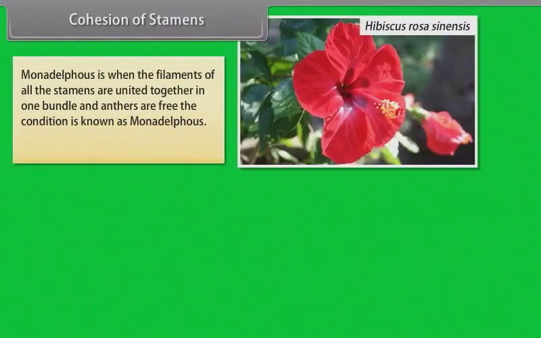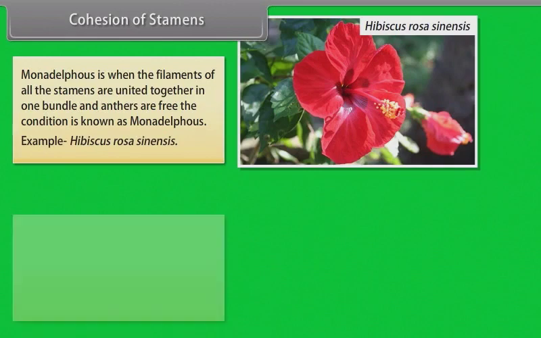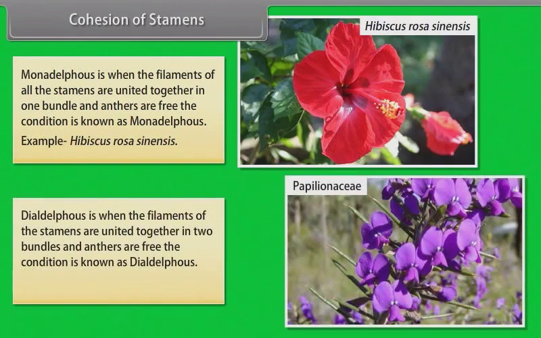Monadelphous is when the filaments of all stamens are united together in one bundle and anthers are free. The condition is known as monadelphous. Example: Hibiscus rosa-sinensis. Didelphous is when the filaments of the stamens are united together in 2 bundles and anthers are free. The condition is known as didelphous. Example: Papilionaceae.